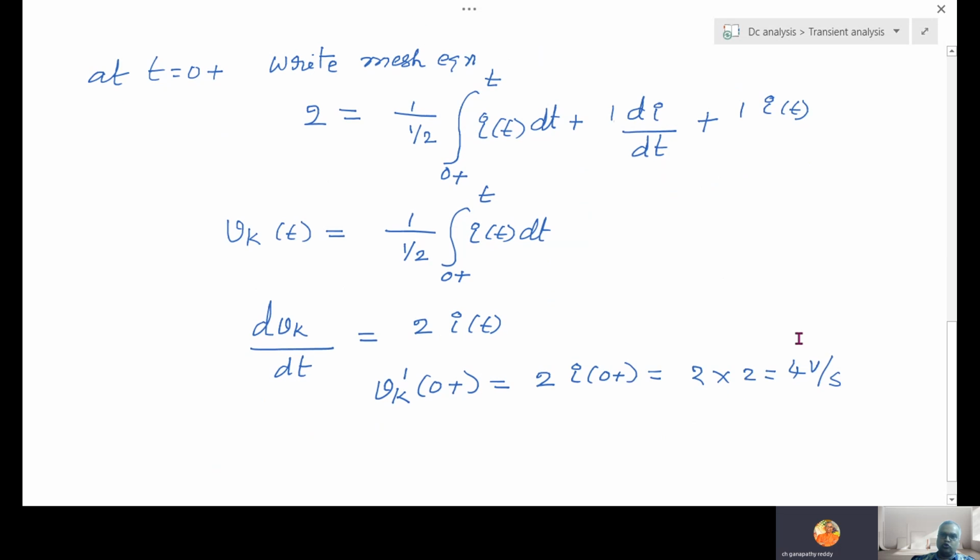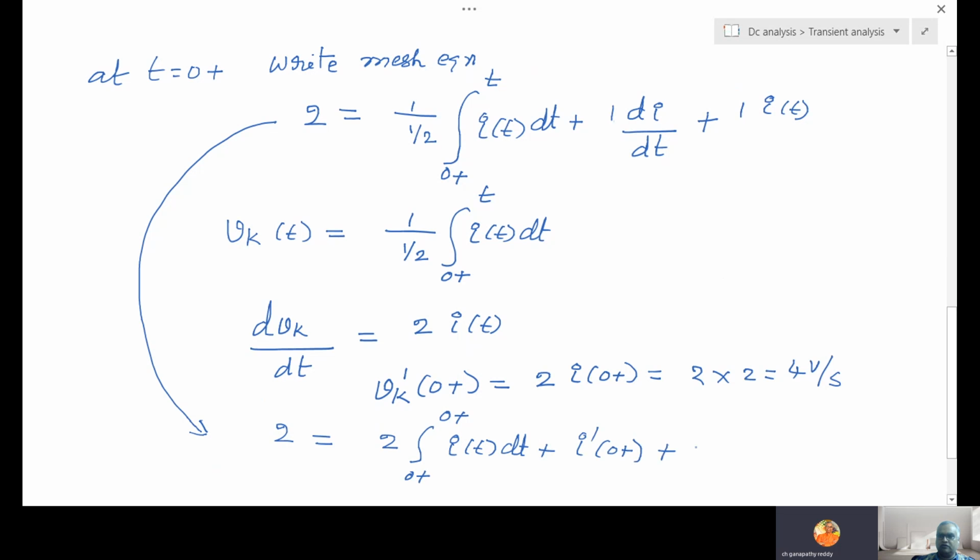If you want, anyway, this equation is written, we can also analyze it, though it is not asked. But if they ask di by dt at 0 plus, how do you analyze? 2 equal to 2 integral from 0 plus to t of I of t dt, plus I prime 0 plus, I(0).